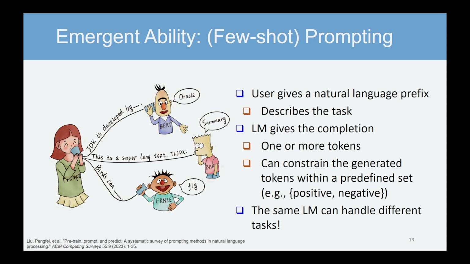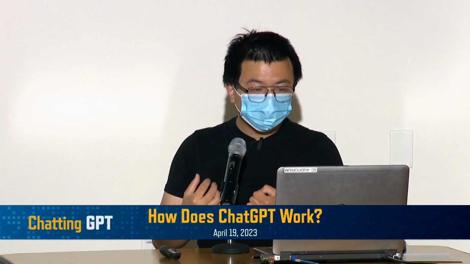And you can also constrain the generated tokens within a predefined set. If you're doing sentiment analysis, I can present to the model a movie review and ask the model, what's the sentiment here, and then a blank. And when you are collecting back the generation, you tell the model, I'm only looking for positive or negative.